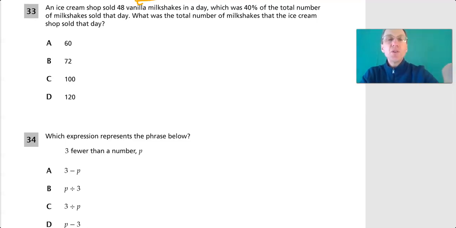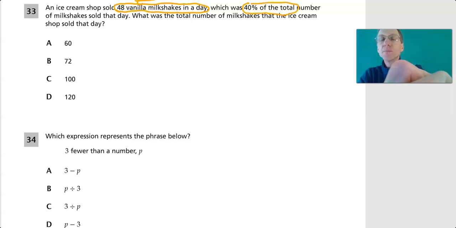An ice cream shop sold 48 vanilla milkshakes in a day. So 48. Which was, in other words, this 48 vanilla milkshakes was 40% of the total. Okay, so this 48 represents 40%, not all, right? 40% of what they sold. Okay, what was the total number of milkshakes sold that day?